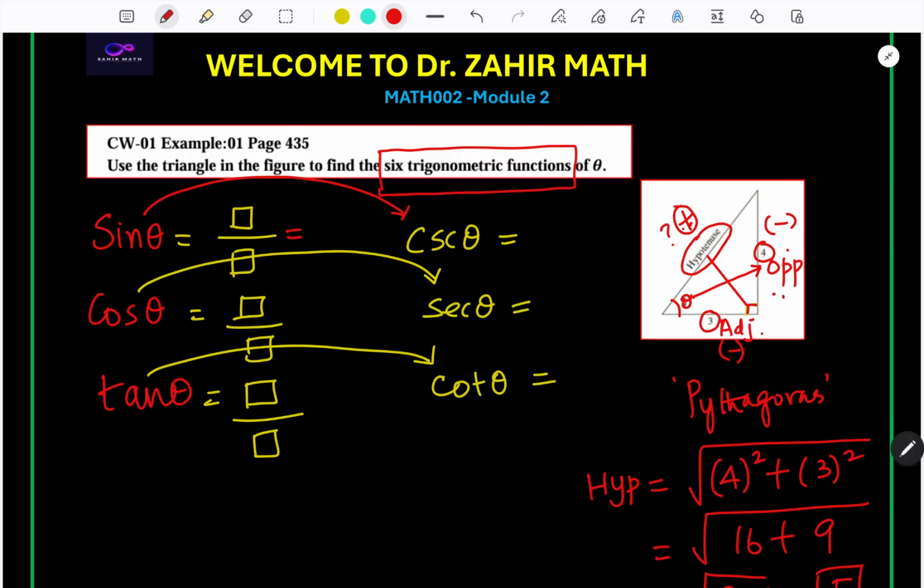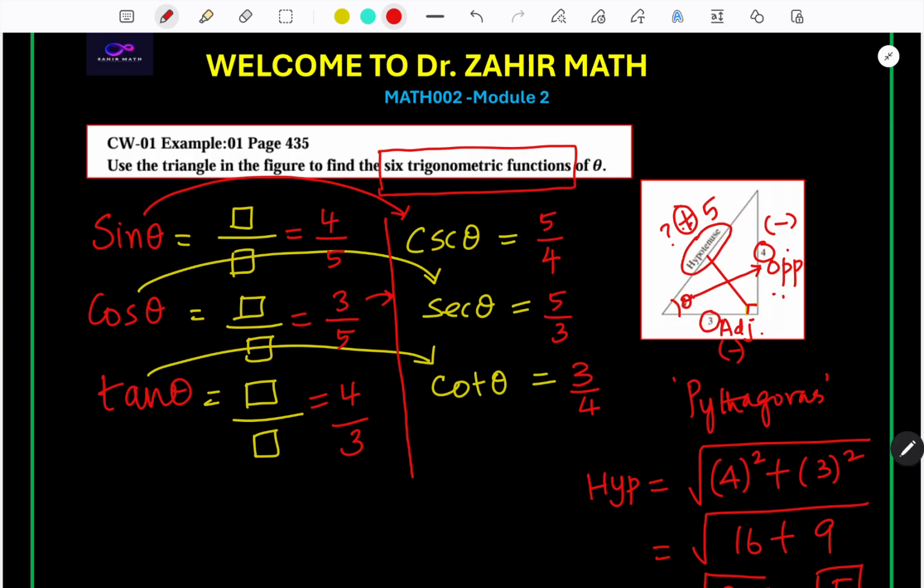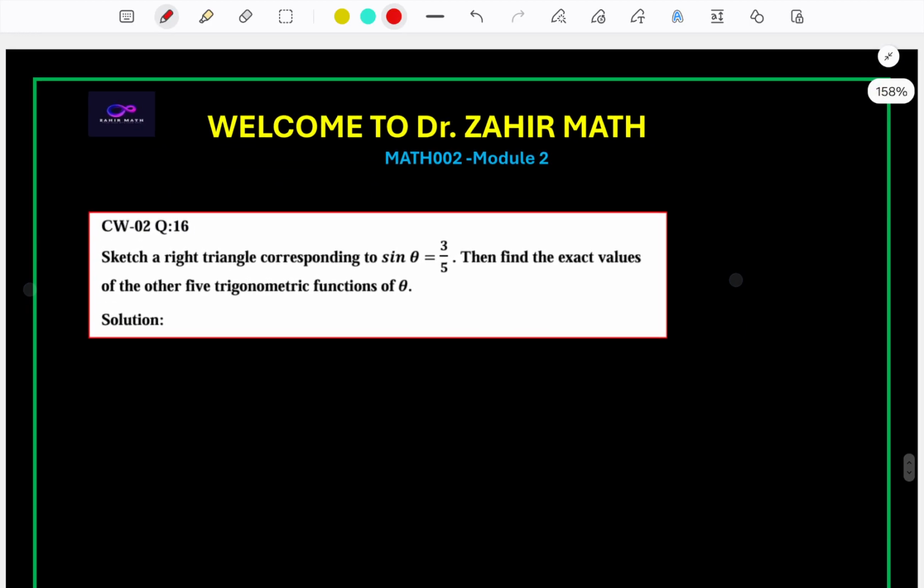Sine theta is equal to what? Opposite over hypotenuse: opposite is 4, and the hypotenuse, which we just calculated, is 5. So sine theta is 4 divided by 5. Cos theta is 3 over the hypotenuse 5. And tan theta is 4 over 3. Now cosecant theta, what did I say? Just flip it. Secant theta, just flip it. And cot theta, just flip it. So these are the 6 trigonometric ratios or functions of theta. Understand? Yes. Let's go to the next question.